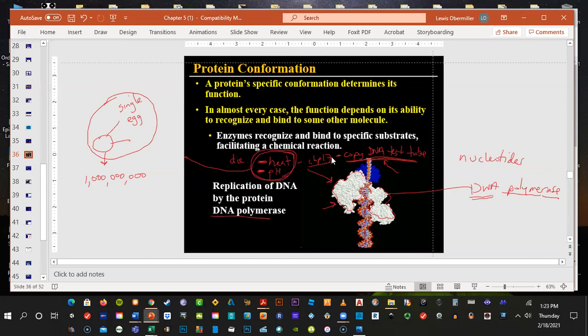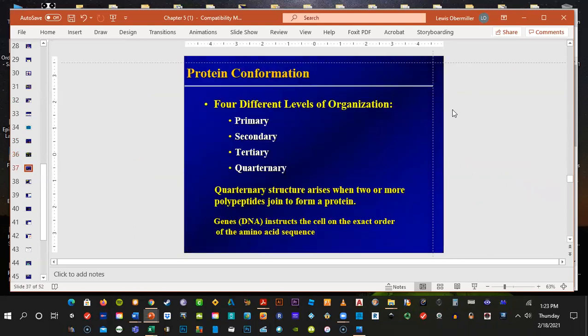So anyway, the point of this slide is to show you how important shape is in biology, and what things can do to change that shape so it will no longer function. All right, so there's four different levels of organization in proteins. We have primary, secondary, tertiary, and quaternary. The quaternary structure is when two or more subunits of proteins come together to make a functional protein.